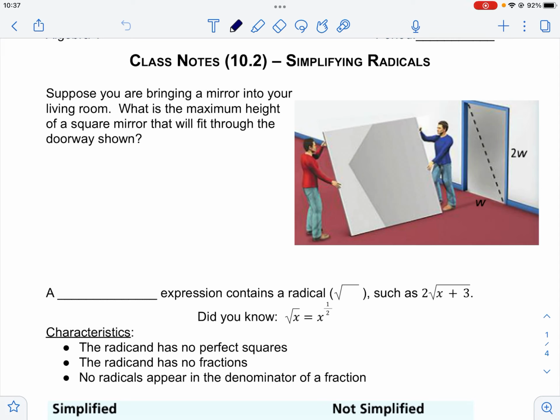As we can see, if we just use the doorway here, we can only fit a mirror that's that tall. But if we use a mirror that goes diagonally across the door frame, as shown with a dotted line, it can be a lot higher. And one thing we can do to figure out that length is simplify radicals.